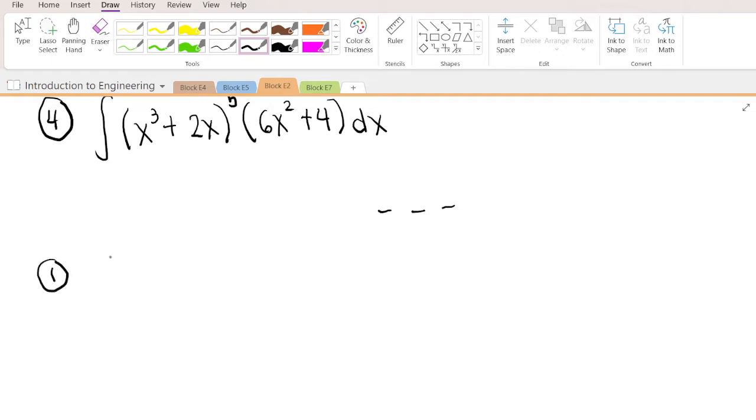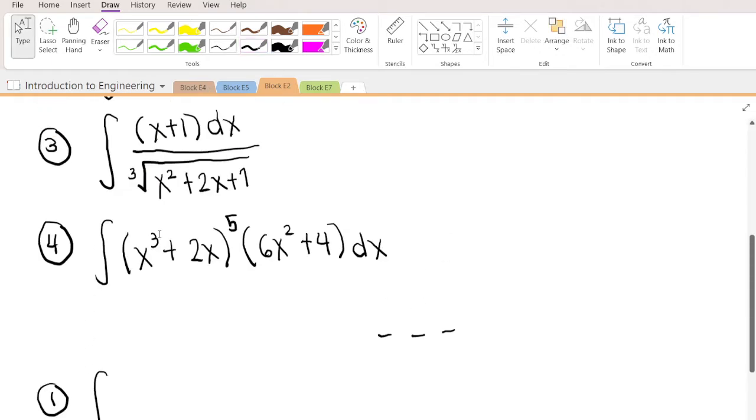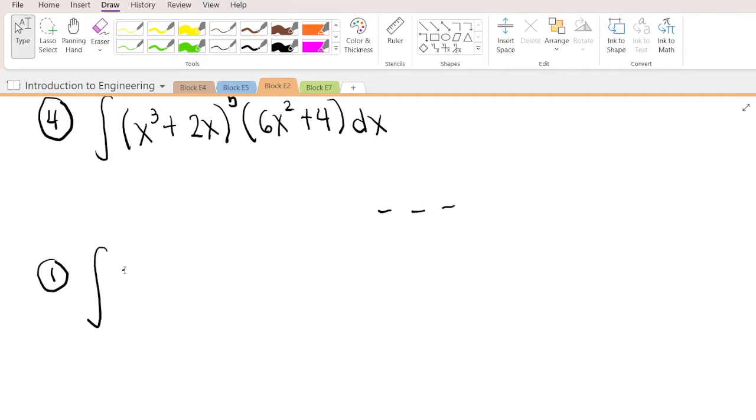For item number one, we have the integral of 3x plus 4 with respect to x. I think there is a quantity squared. Okay, apologies. So, how do we solve this item?